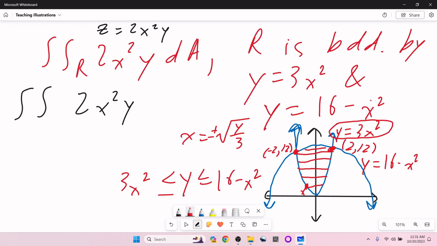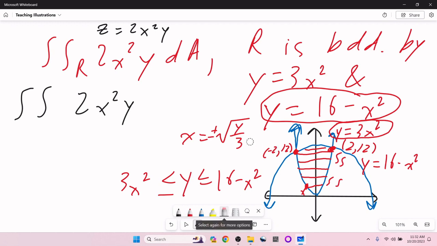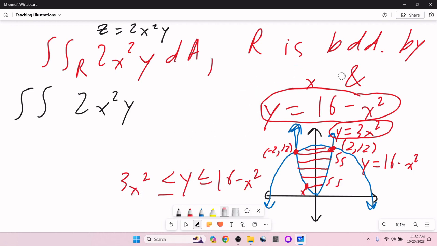I'd have to say, okay, what about this other function? Then I have to say, well, x goes from plus or minus square root of 16 minus y. And so you'd have two different double integrals. You have to do one double integral for the bottom part and another double integral for the top part. So I think doing y first is easier in this case, because it's always going to be 3x squared on the bottom and 16 minus x squared on the top.